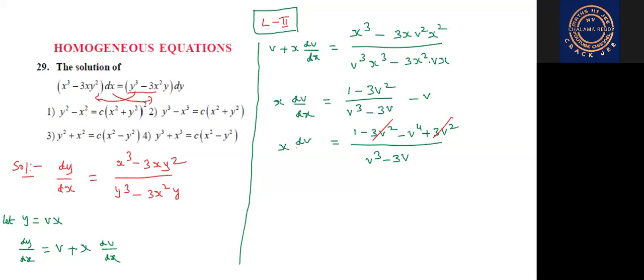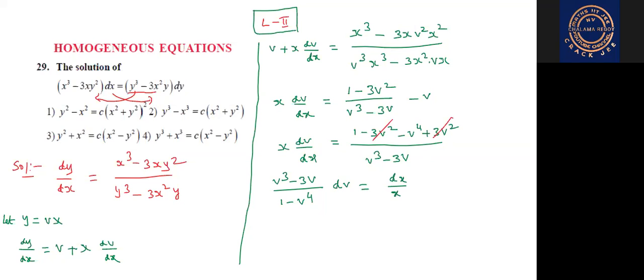Left hand side what is there? x dv by dx. Now separate the variables. v cube minus 3v divided by 1 minus v power 4 dv is equal to dx by x. Then how to do? Tell me students. Variables are separated. Now we are going to apply integration on both sides.